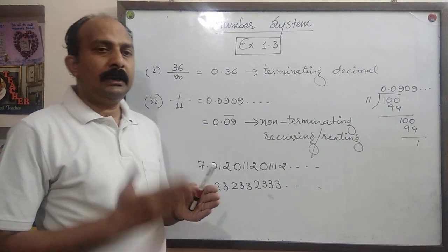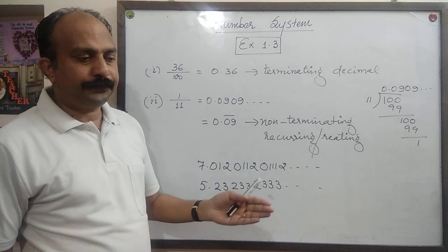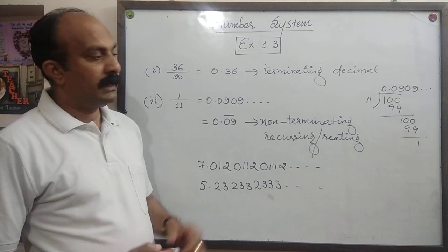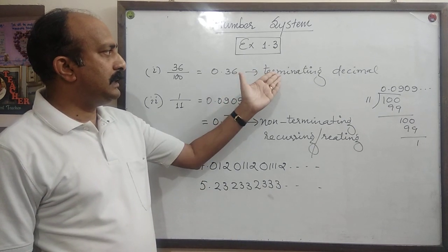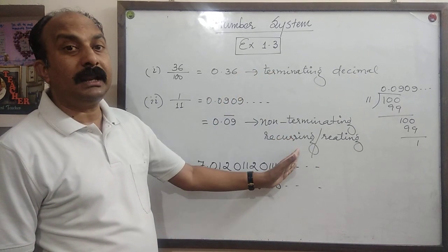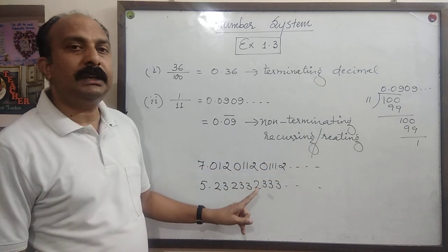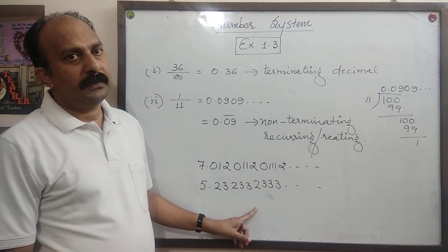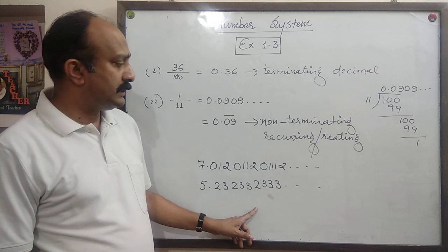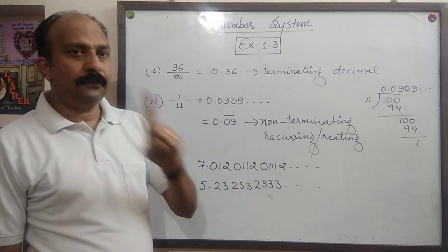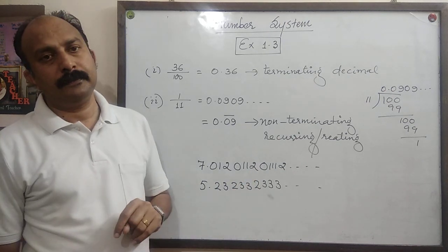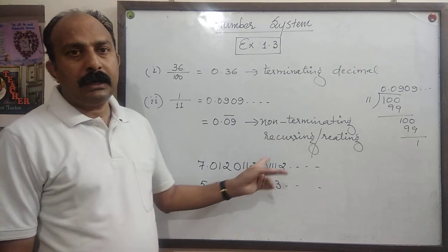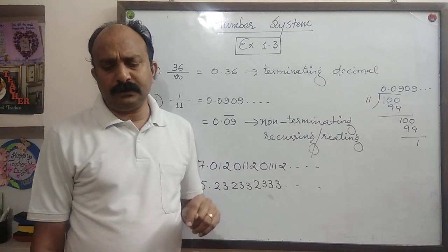And see whether your division ends or not. See the answer. Is that answer terminating, or non-terminating recurring, or non-terminating non-recurring? I am telling you the answer in advance: you will get a number which is non-terminating non-recurring. So please do the remaining questions of question number 1 as homework.